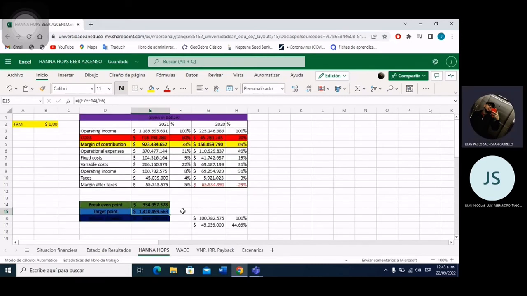The first analysis was the breaking point, which was the result of using the fixed cost of 2021 and dividing it by the operational expenses of the past year. We use the target point, which uses the fixed cost, the breaking point, and divides it by the operational expenses. Finally, we have the margin of safety, which is the breaking point minus the target point.